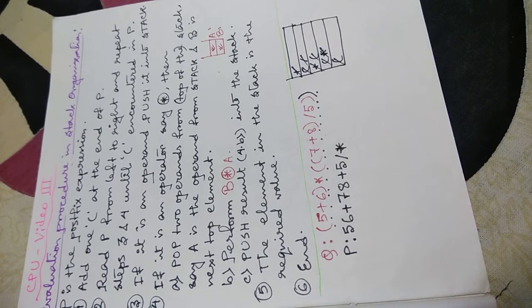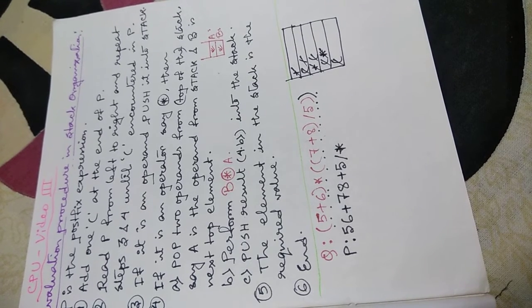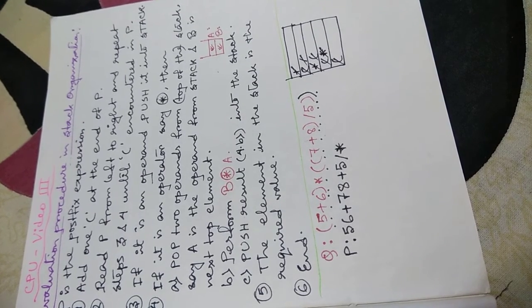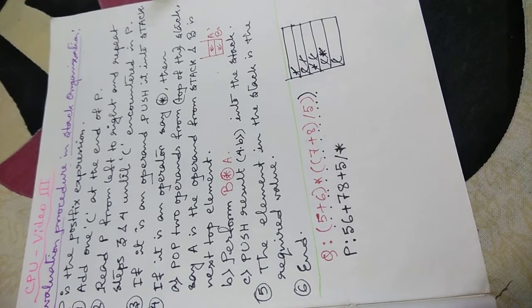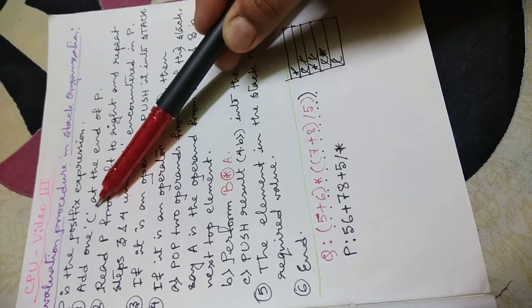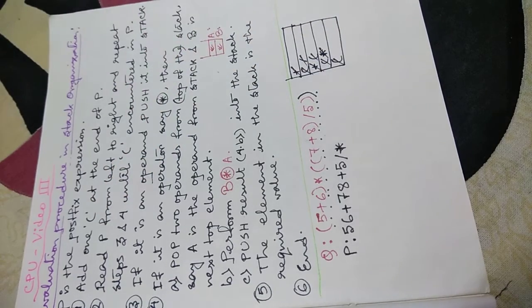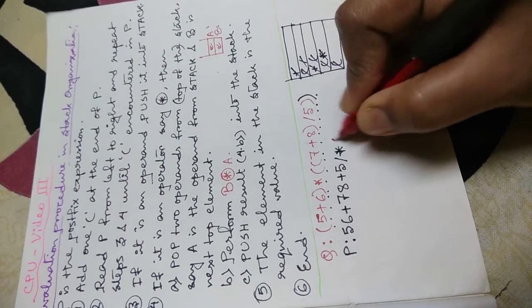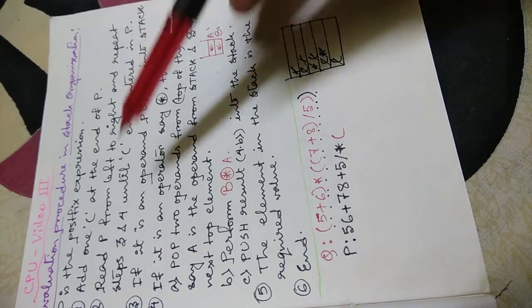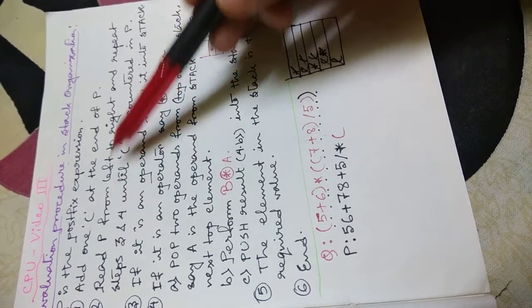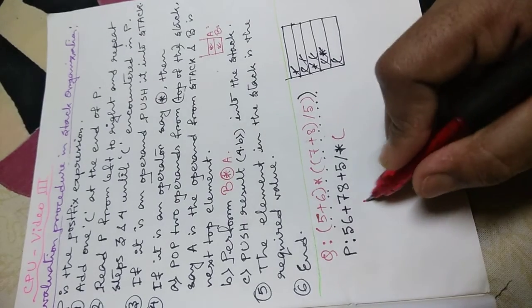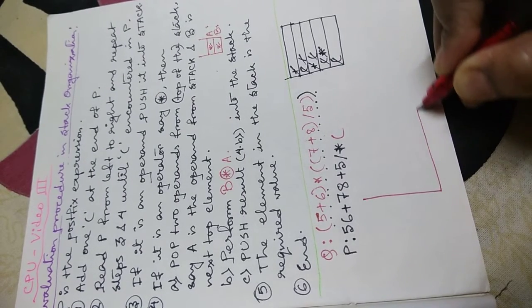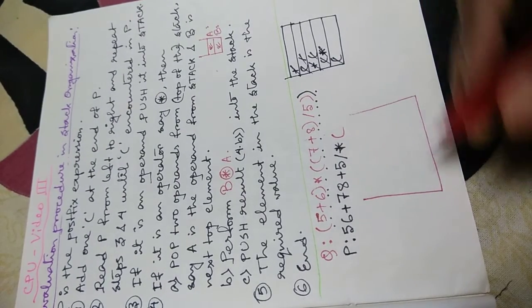Now we have to evaluate it using stack organization, right? So our first step is to add one opening parenthesis at the end of P, right? Then read P from left to right and repeat. And this is the algorithm, you know. This is the stack.